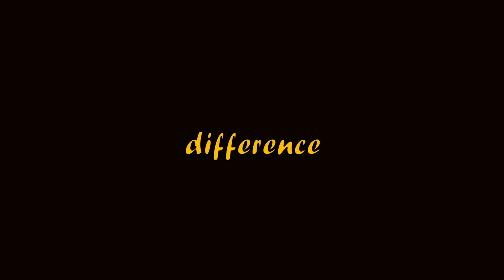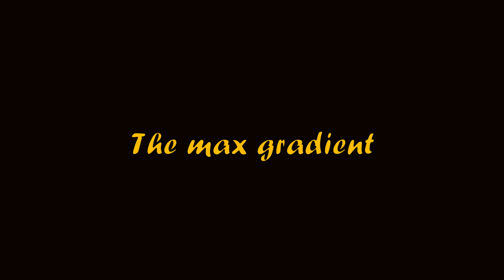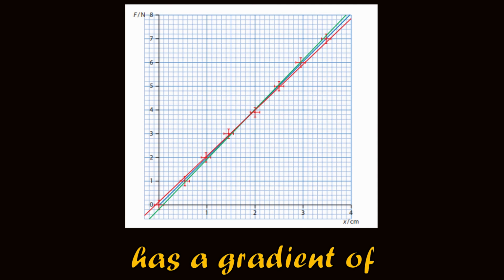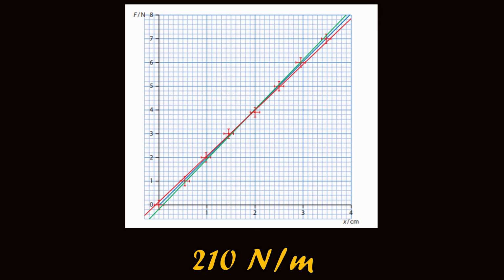In order to calculate the uncertainty of the gradient, we find the difference between the maximum gradient and the minimum gradient and divide it by 2. The maximum gradient is from the bottom of the first error bar to the top of the last error bar. The minimum gradient is from the top of the first error bar to the bottom of the last. In this example, the blue line has a gradient of 210 newtons per meter and intercept at negative 0.18 newtons. The red line has a gradient of 193 newtons per meter, and the intercept is a positive 0.13 newtons. So we can find the uncertainty in the gradient as 8 newtons per meter.